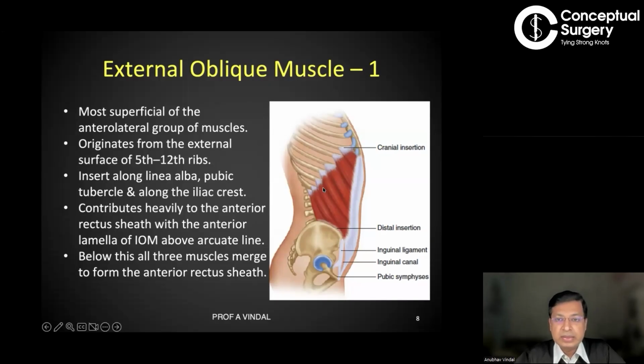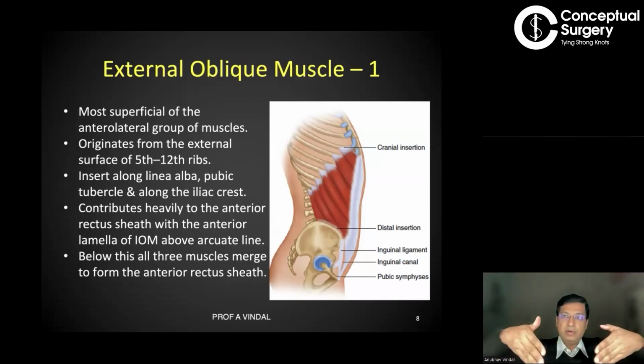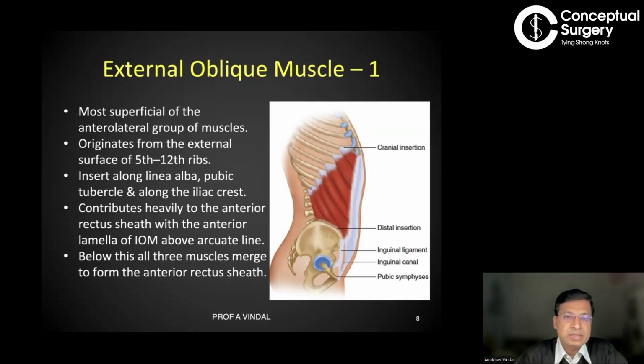And you can see the external oblique muscle starts from the external surface of the 5th to 12th ribs and runs in a direction which is downwards, forwards, and medially. So in the anatomy classes, the direction of the fibers is classically taught as the direction of your fingers when your hands are in the pockets of your trousers. Your fingers are directed forwards, downwards, and medially. And likewise is the direction of the fibers of these muscles.